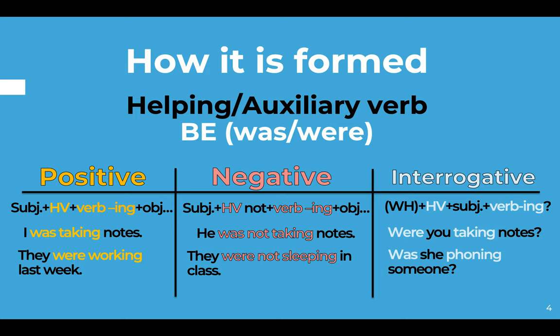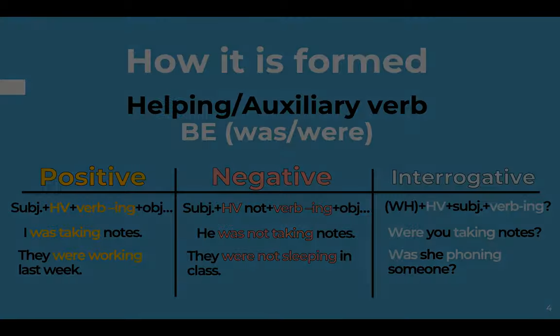Now what happens with questions? Interrogative. So with questions, if you need it, we need the WH question word, like who, how, where, when, etc. Then the helping verb, we said that it was or were. Then we need the subject plus ing verb. And then something else, for example, the object or the time expression, if you have it. Were you taking notes? Was she phoning someone? Okay, so those are the three different sentences that we can have with the past continuous or past progressive.